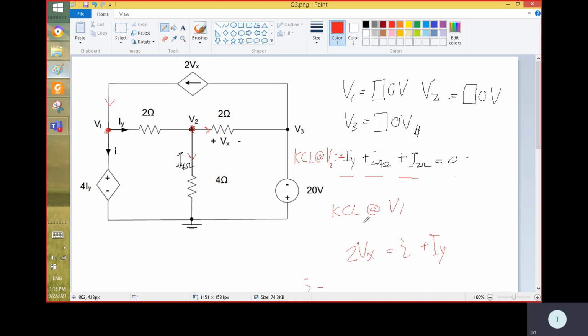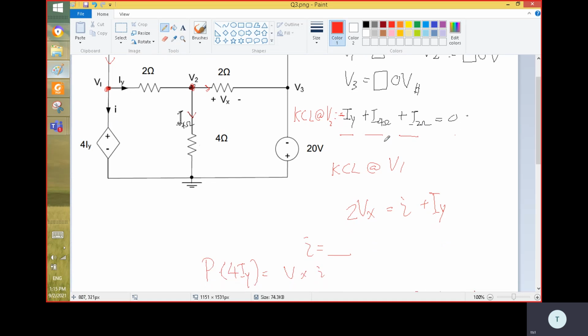Okay, I give you the hint here: 2Vx in equals I plus IY. So this is a small I. After you use these 2 equations, you solve for I. After you know the I, this is the voltage source.